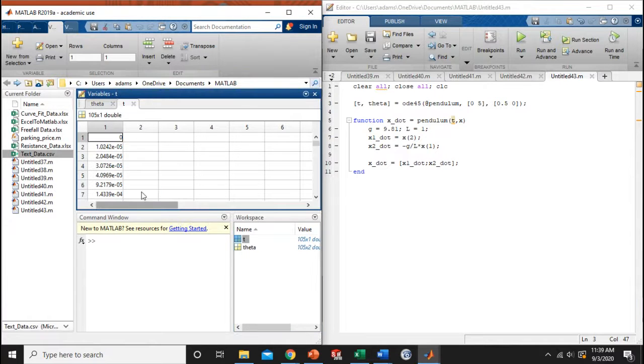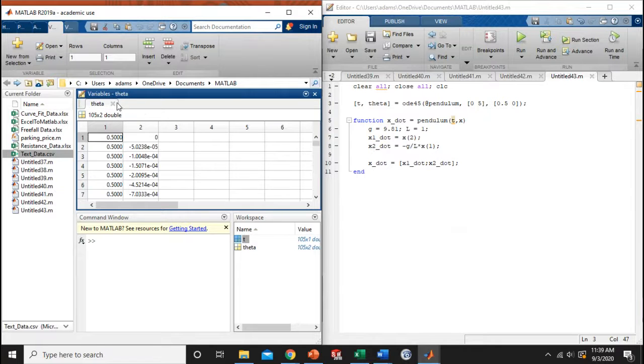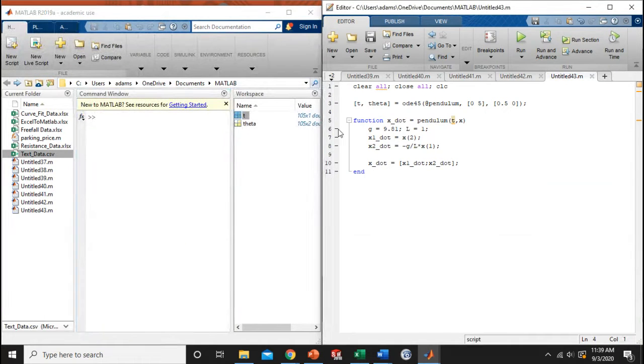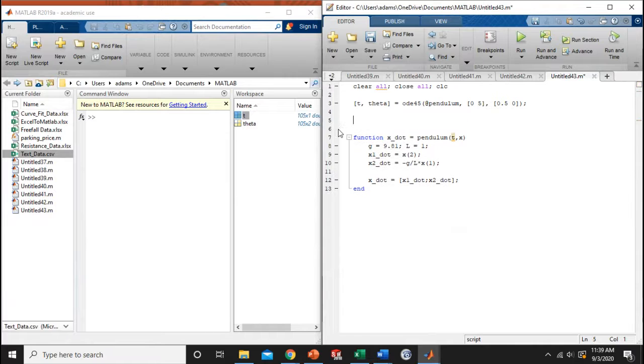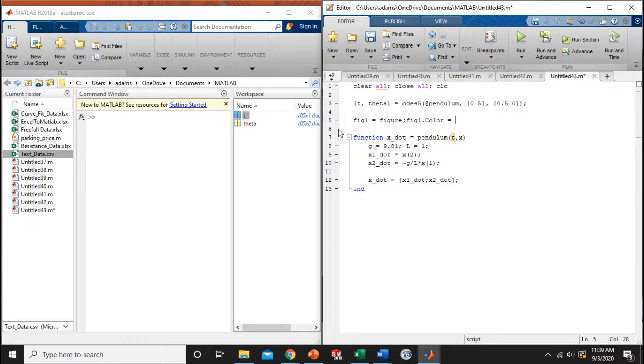And then t ends up being from 0 to 5. Great. So it ended up working exactly the way I thought, which is a good sanity check for myself. And so let me go plot these. I'm going to do fig1 is equal to figure. I'm going to change the color to be white.